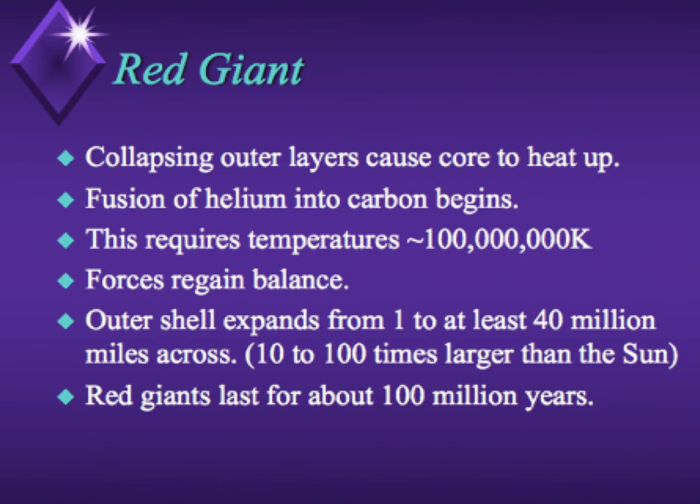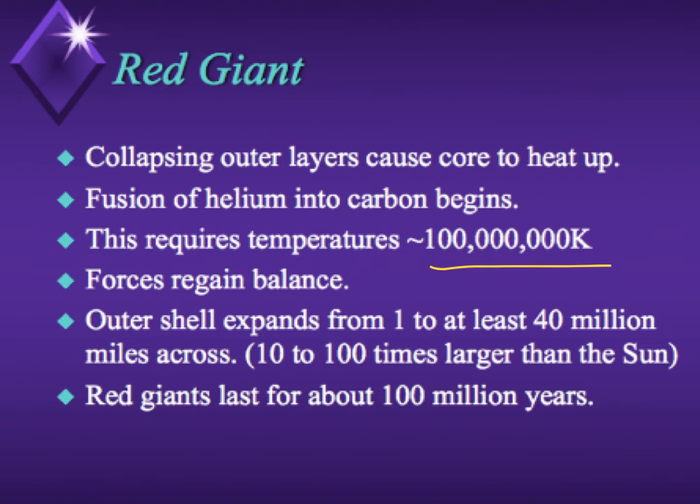This collapse causes the temperature to rise. At a higher temperature, fusion can begin again, but this time, instead of fusing hydrogen to helium, helium is fusing to carbon. This stage of fusion requires much higher temperatures and can only occur after this core collapse. Notice here that the giant core temperature is about 10 times hotter than the main sequence core temperature.